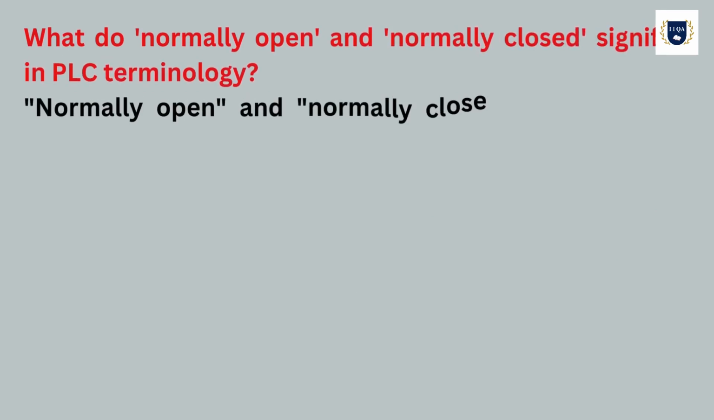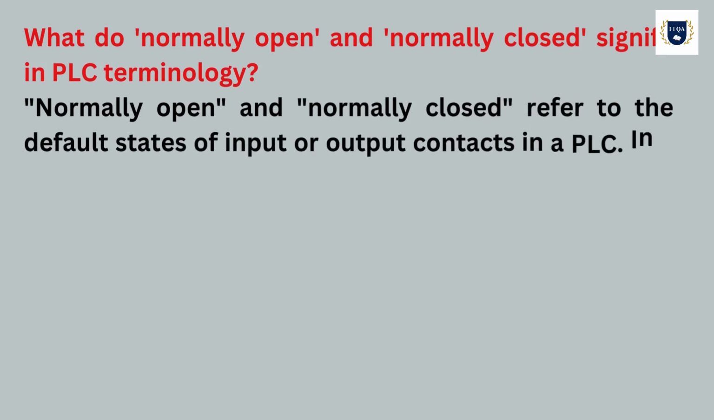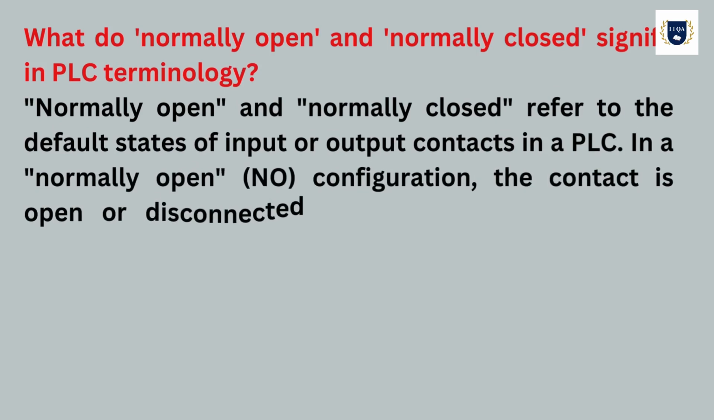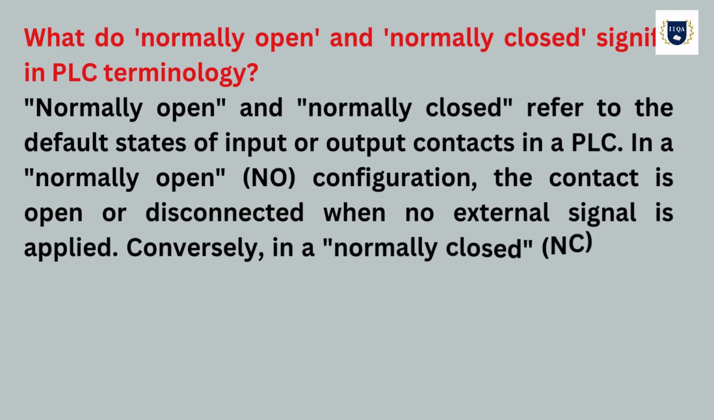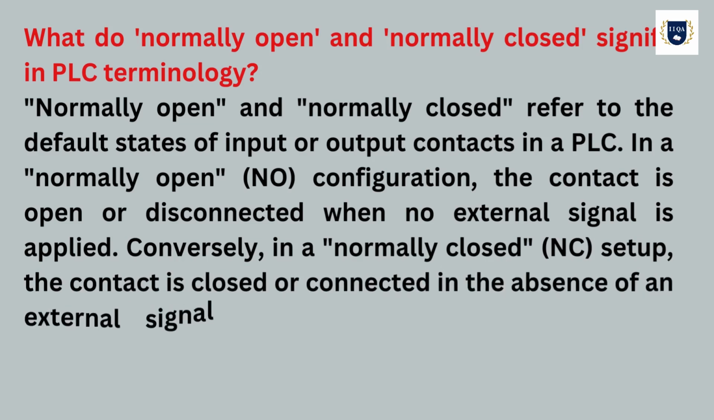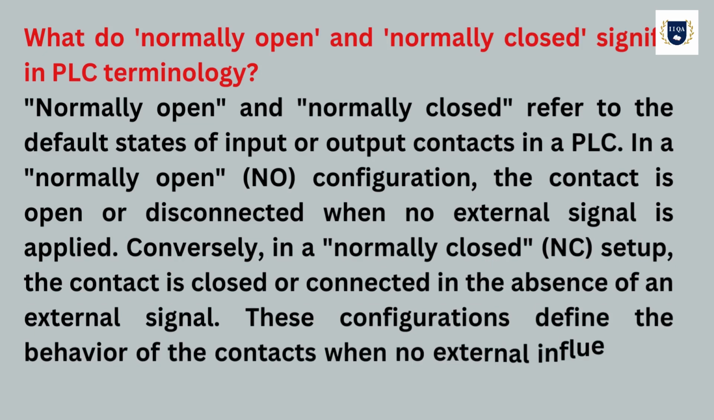Normally open and normally closed refer to the default states of input or output contacts in a PLC. In a normally open (NO) configuration, the contact is open or disconnected when no external signal is applied. Conversely, in a normally closed (NC) setup, the contact is closed or connected in the absence of an external signal. These configurations define the behavior of the contacts when no external influence is acting upon them.